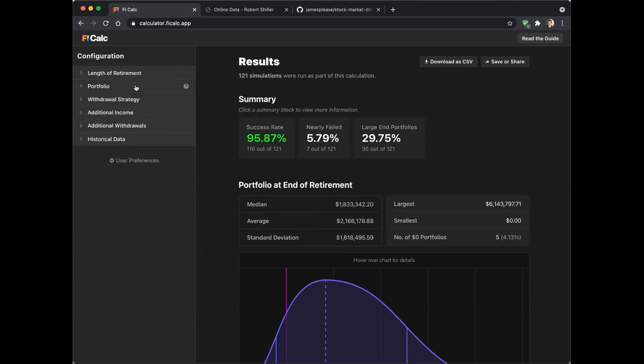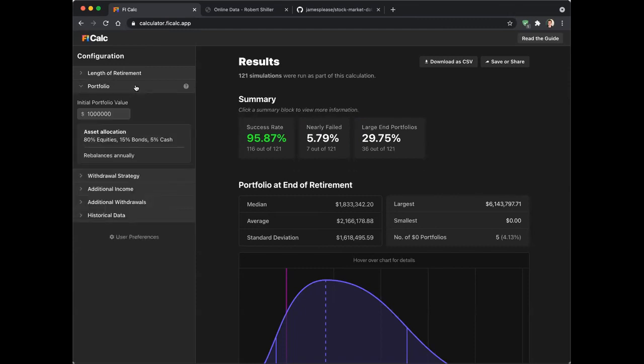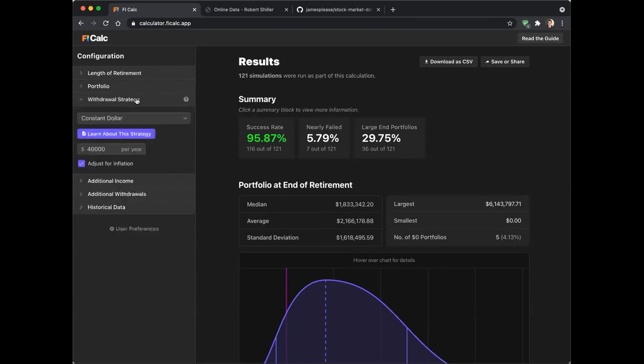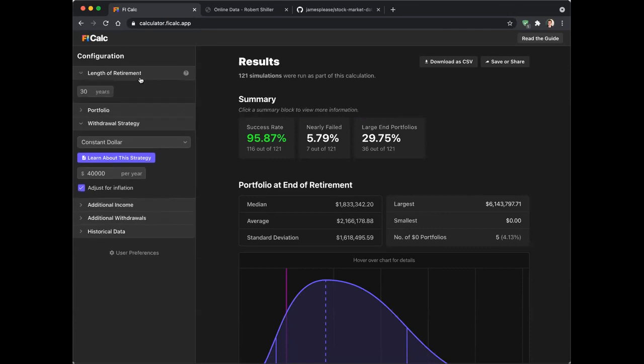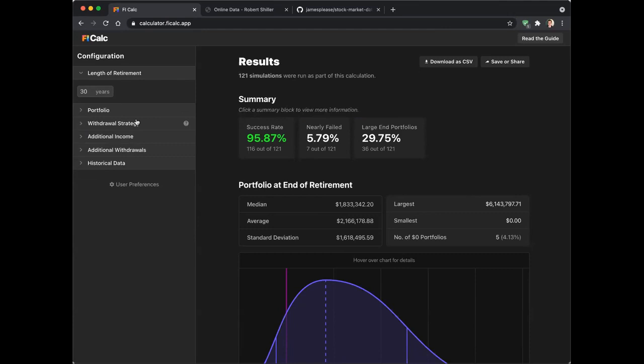Cool. So unless there are any other questions about the portfolio, back on that age thing. It really wouldn't know when RMDs might kick in, right? Or would it? Correct. It would not. That's something that you would need to factor in manually through something like additional income or additional withdrawals, which we can talk about once we get there.